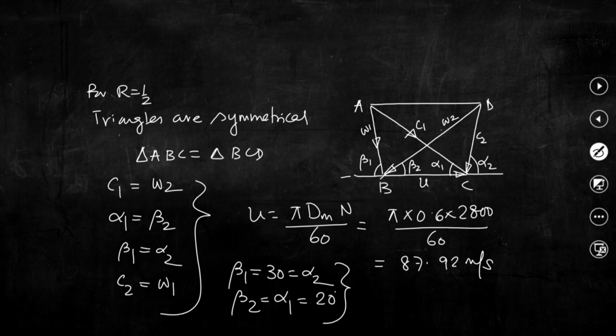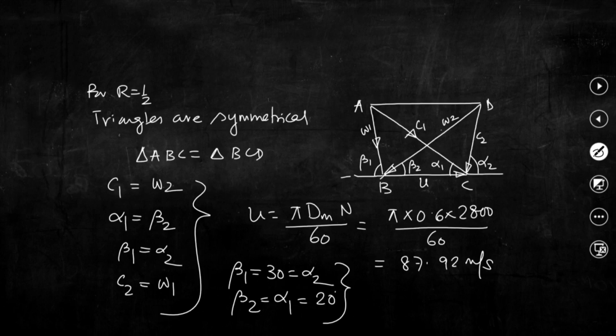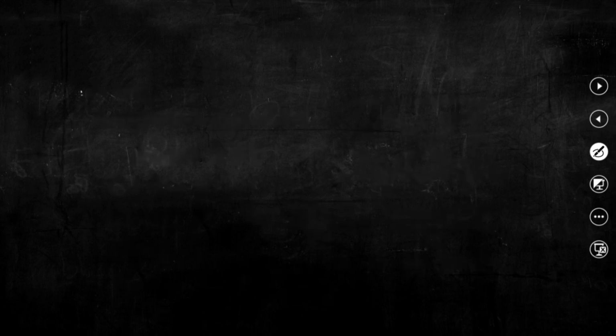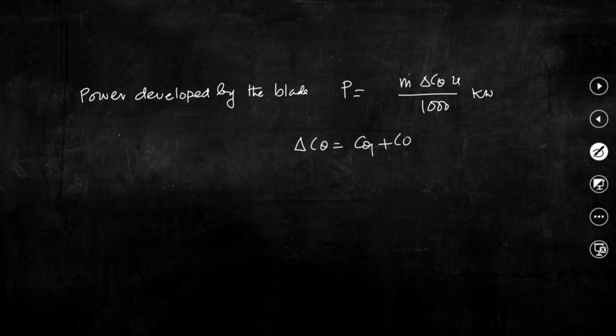So, we need to calculate the power developed. Try to understand, we have to calculate the power developed. Let me write here. So, power developed by the blade is equal to P, that is equal to m dot delta C theta U divided by 1000, if you would like to write the unit in kilowatt. What about delta C theta? This delta C theta equal to C theta 1 plus C theta 2.